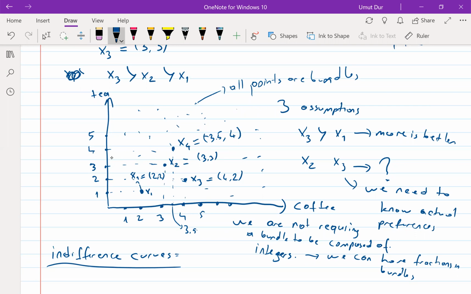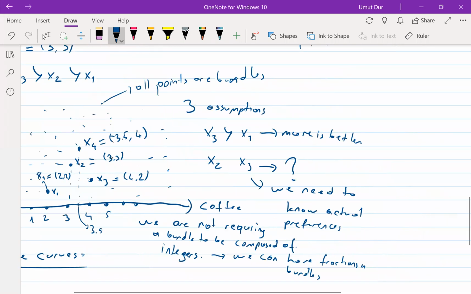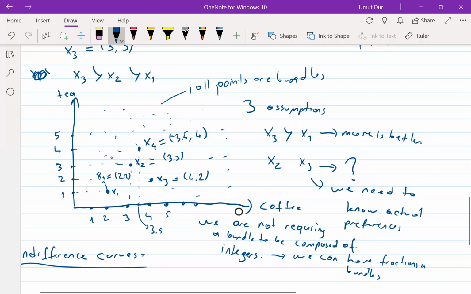Okay, then let me ask you one more thing again. Let's say that we have one more bundle. Let's say that this is bundle X5, and it is 2.3 and 4.2. Is such a bundle possible? The correct answer is yes.